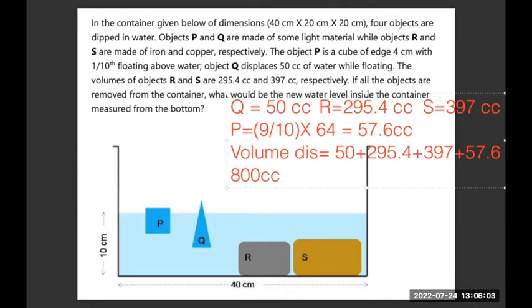अभी 800 cc का volume के लिए, now what we have to find is, we don't have to find the volume. What we have to find is the new water level inside the container, which is measured from the bottom. So can anybody tell me how do we do this? We know the volume displaced. अभी क्या करने का? How do we find the water level? You said volume displaced is equal to the volume of the objects. We did that. Now, how do I find the water level now?